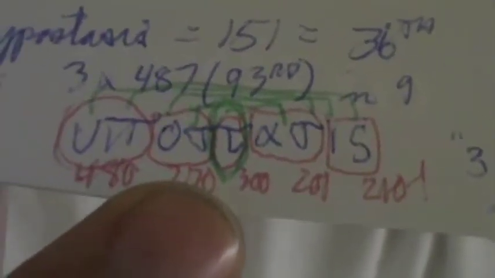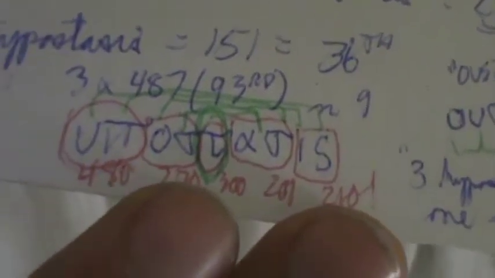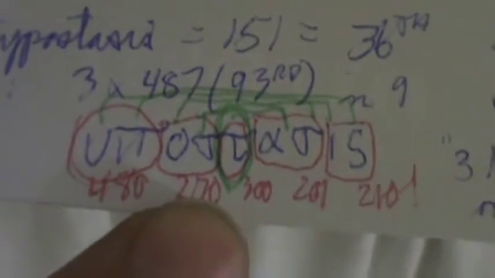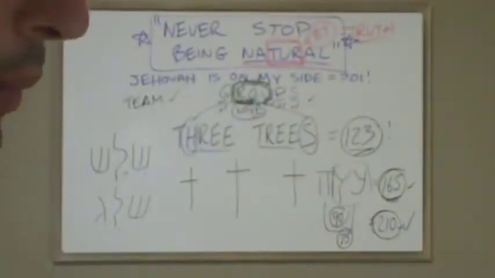Every pair of letters makes a multiple of 3, okay? In the three digits, no less, 480, 270, 201, 210, 300. Every single one of those numbers is three digits. It divides by 3. That is insane. And then pairwise, from the inside out, multiples of 3. What does that word mean in Greek? What does that word mean?